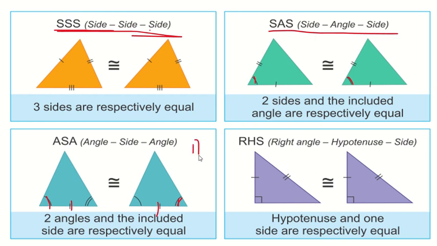One more you will have is AA, angle and angle. The AA criterion also can be taken. In a right angle triangle, the hypotenuse and one side are respectively equal. So based upon these criteria, you will say whether the two triangles are similar or congruent: based upon side angle side, angle side angle, AA criterion, or RHS criterion, right angle hypotenuse.